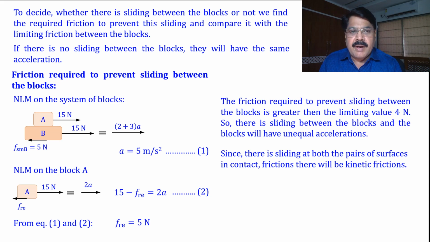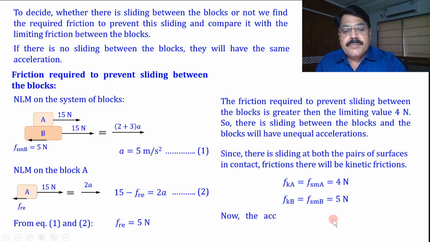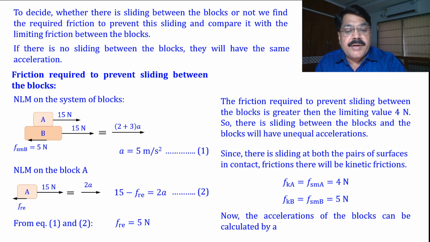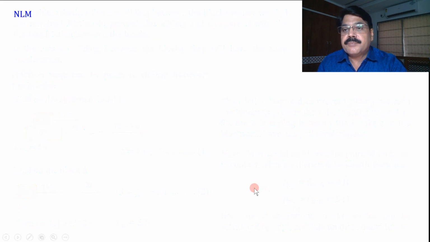Now the things are very clear. We can calculate accelerations very easily. So F_kA is equal to F_smA is equal to 4 Newton, because mu_s and mu_k of both surfaces are equal. So F_k under B will be what? F_smB is equal to 5 Newton. Now we apply Newton's law. Now the accelerations of the blocks can be calculated by applying NLM on both of them individually. Let us see how we can apply this Newton's law.